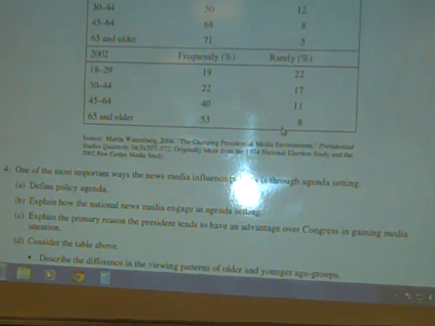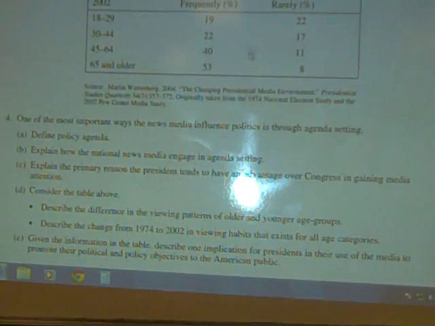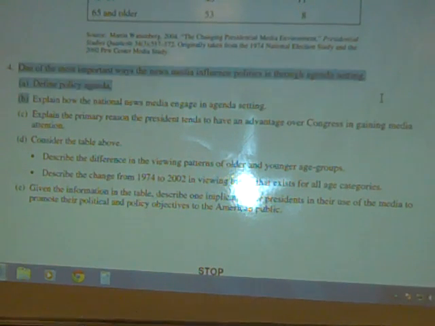Yeah? And then it also seems that all groups, whether the young people going from 45% that watch it frequently to only 19%, 13% watching it rarely up to 22%, or old people going from watching it frequently 71% of the time to only 53%, and rarely 5 to 8%, looks like the time trend is people in general, regardless of their age, watch less nightly news. Let's see if they ask me about that. Why did they ask me about it? I bet they do. I bet they will eventually.